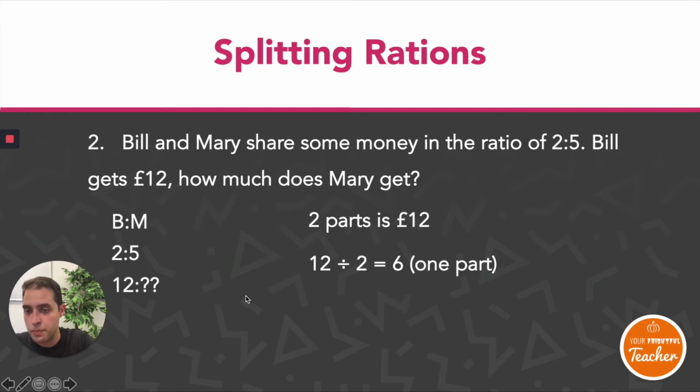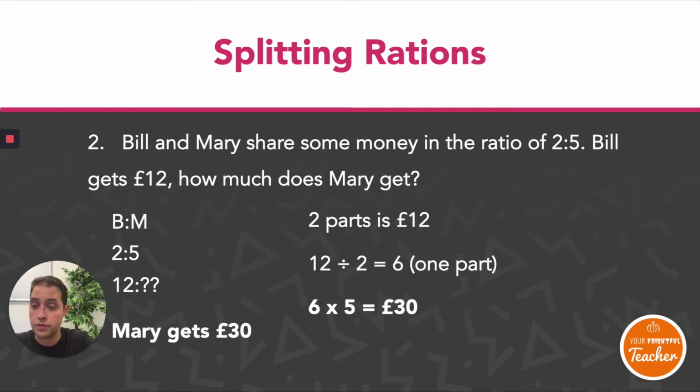And we know how many parts Mary has, which is 5. So then we just do 6 times 5. So 6, 1 part, times the total parts that Mary has, which is 5. And we get 30. So how much does Mary get? She gets £30. Hopefully you got the same as me.